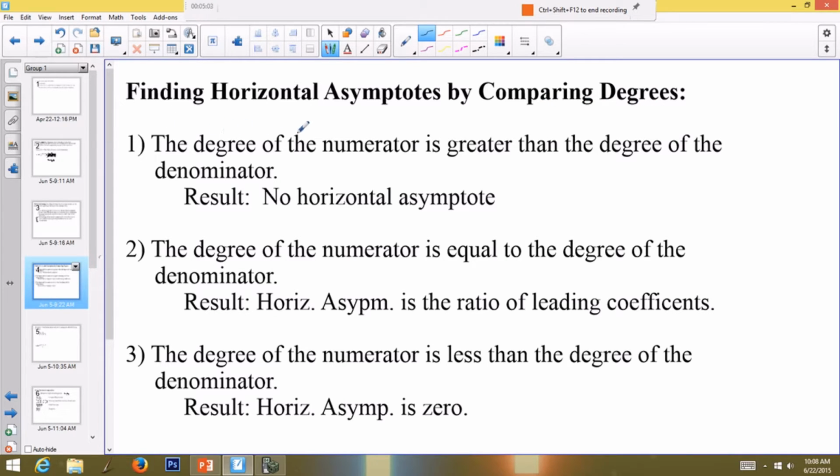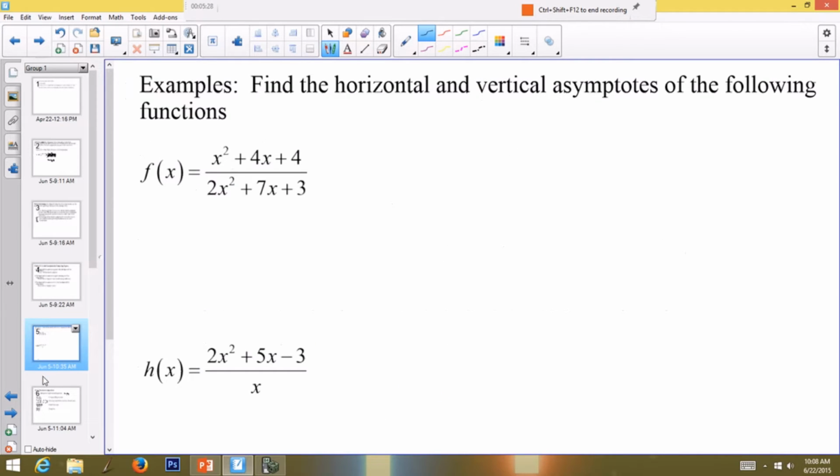If the degree of the numerator is greater than the degree of the denominator, then there is no horizontal asymptote. If the degree of the numerator is equal to the degree of the denominator, then the horizontal asymptote is a ratio of the leading coefficients. And if the degree of the numerator is less than the degree of the denominator, then the horizontal asymptote is 0. So let's look at a couple of examples here.